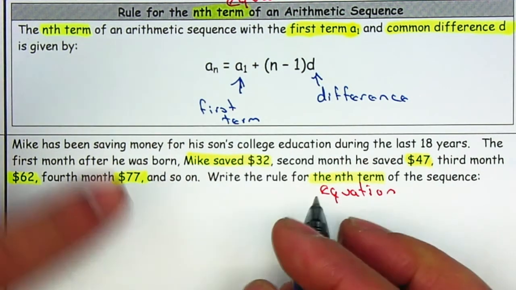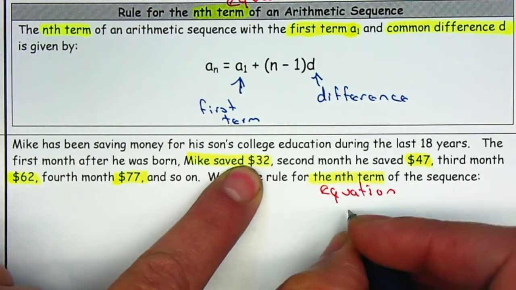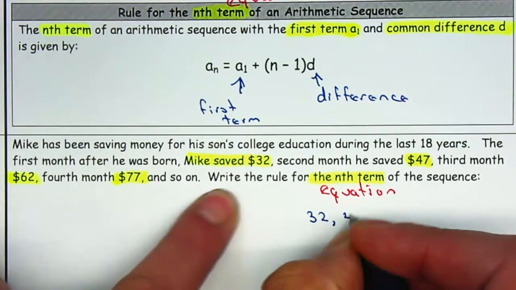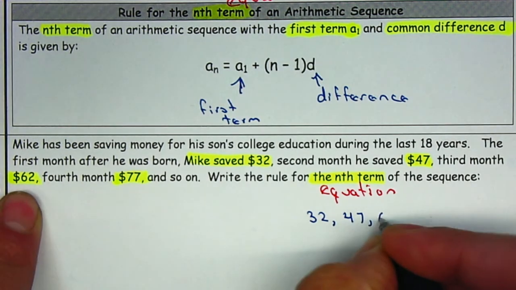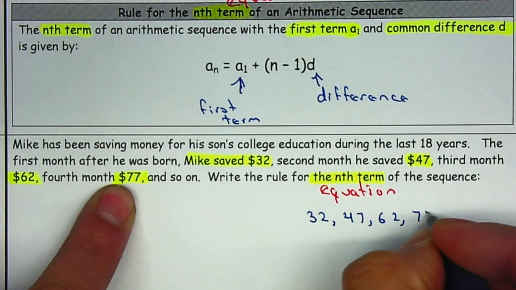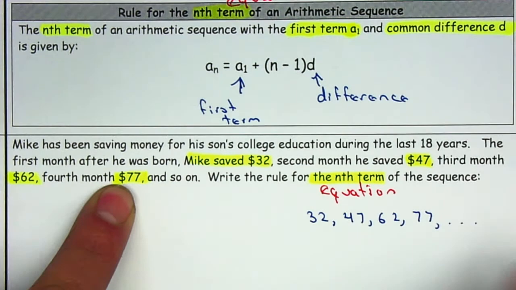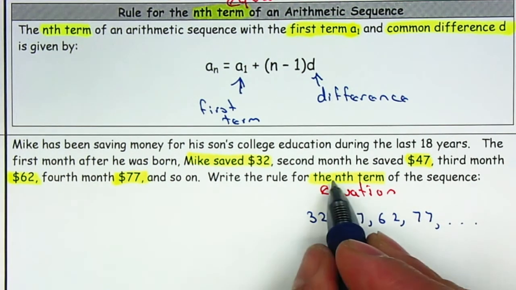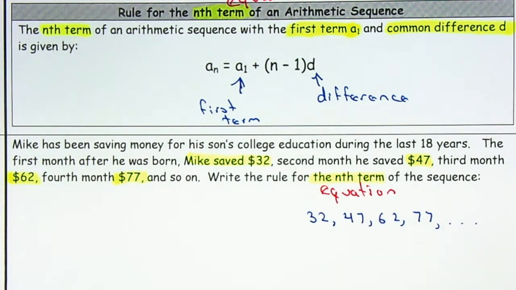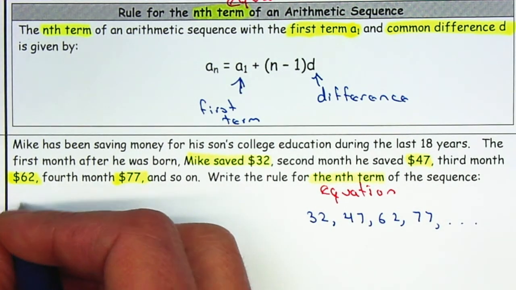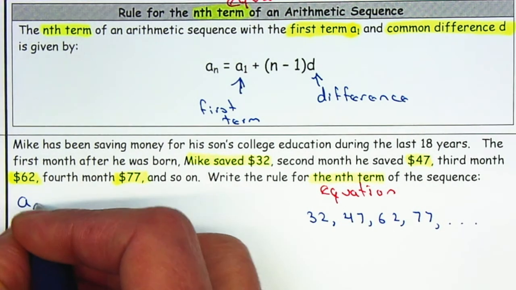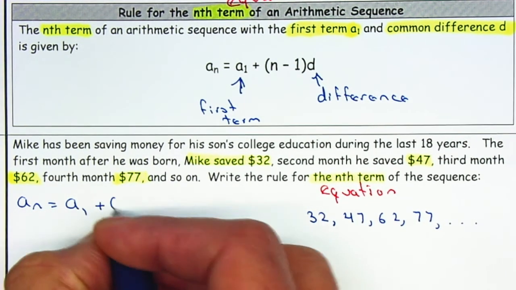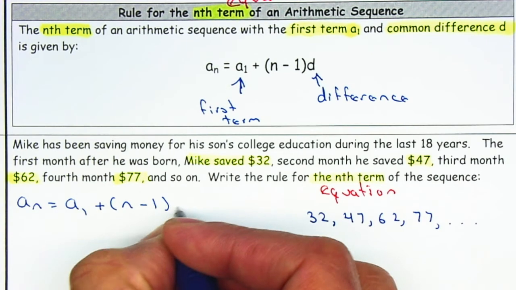First, let's list the sequence. We have 32 for the first month, 47 for the second month, 62 for the third, 77 for the fourth, and so on. I need to find the n term, or the equation. So let's find the n term. That'll be a sub n is equal to a sub 1, which is the first term, plus n minus 1 multiplied by the difference.